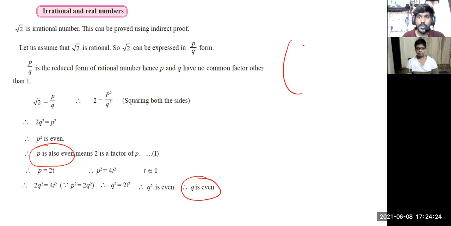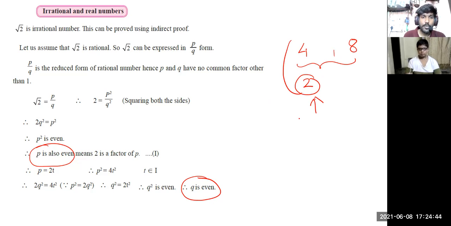Now, before we complete the proof, one property I want you to tell me. If you have two even numbers, suppose 4 and 8, is there anything common in them? Can you see a common factor in them? Yes, sir. They are both multiples of 2. That means 2 is a common factor. Now this you can say for any two even numbers. Suppose 26 and 28. Again, both are even numbers, both of them are multiples of 2, so both of them have 2 as a common factor.